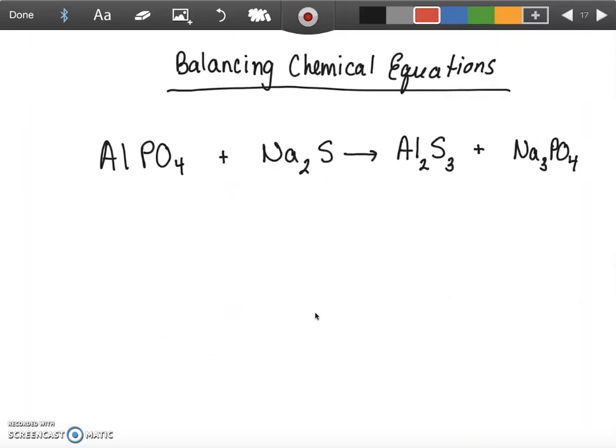Alright, let's do something a little bit more complicated. Okay, we have aluminum phosphate reacting with sodium sulfide to produce aluminum sulfide, and then sodium phosphate. So let's go ahead and go through and get an inventory of our atoms on both sides.